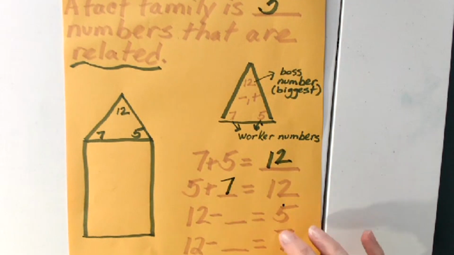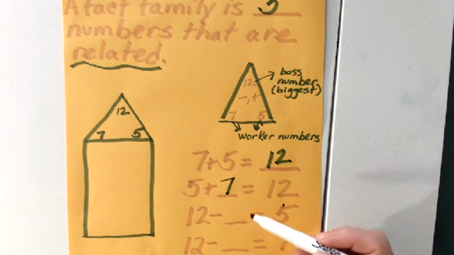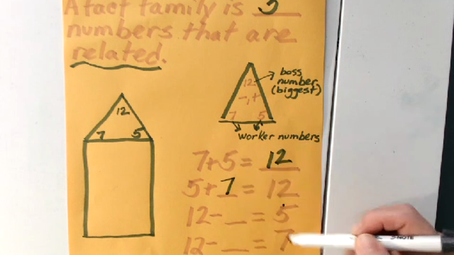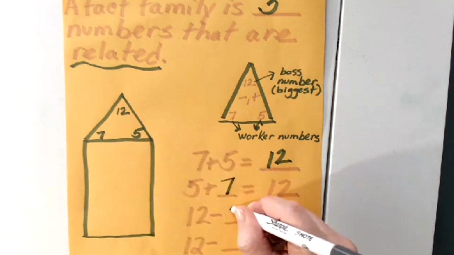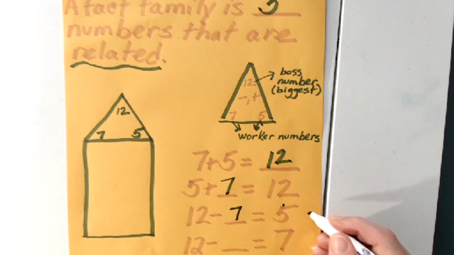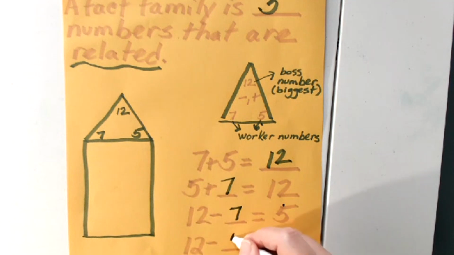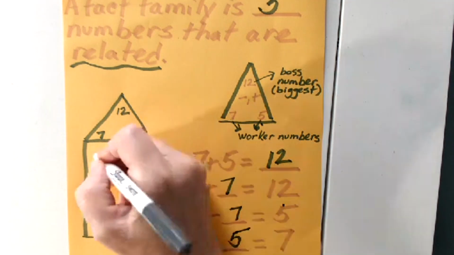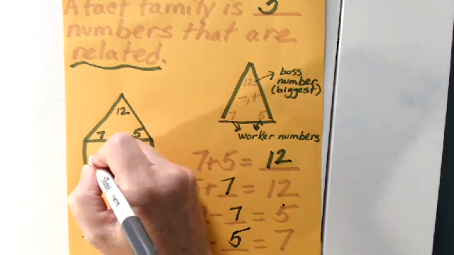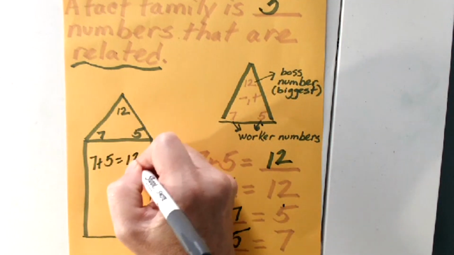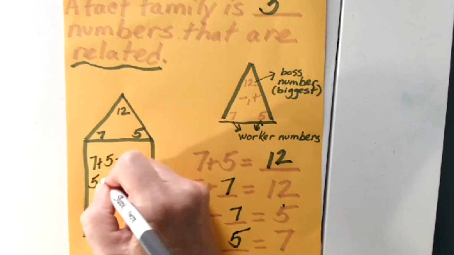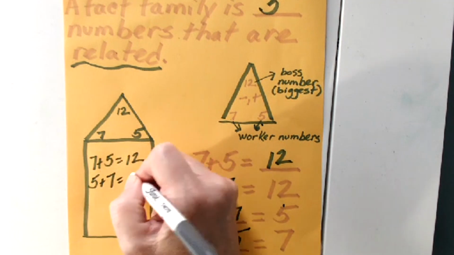Now, subtraction problems you can't flip because they're not addends. You're not adding, you're subtracting. So you're going to flip these two, though. So 12 minus 7 equals 5, and 12 minus 5 equals 7. So I'll write these over here in our house. 7 plus 5 equals 12. We can flip them. 5 plus 7 equals 12.